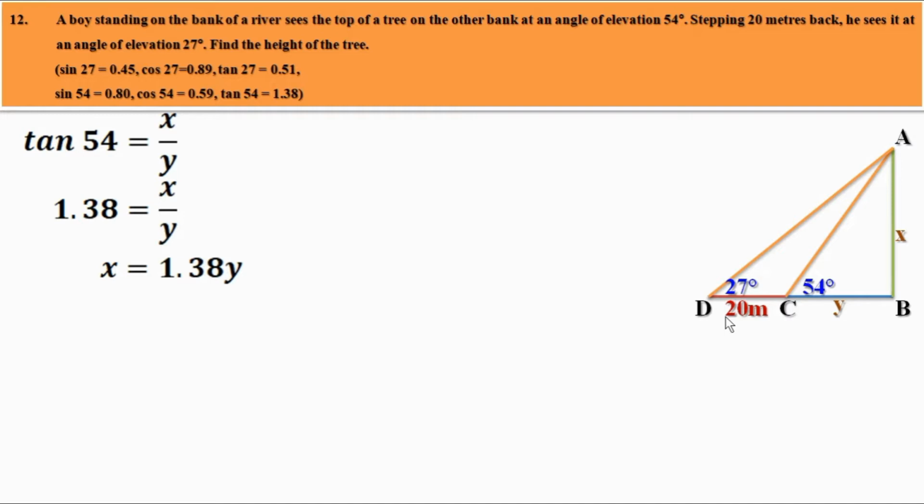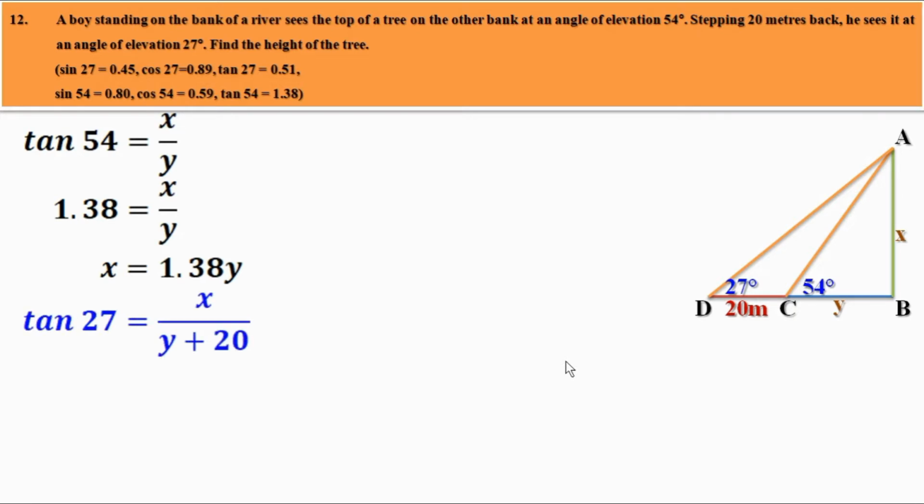Now consider the second right angle triangle ABD. Again there is an angle 27 degree. Based on that, the opposite side is AB and adjacent side is BD. So tan 27 equal to AB by BD. AB is x and BD is y plus 20. So we can write tan 27 equal to x by y plus 20.